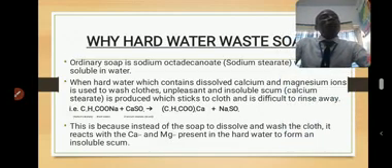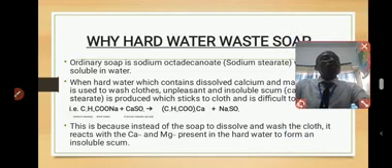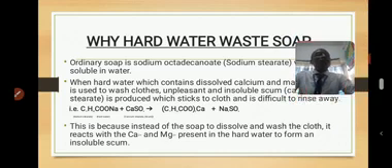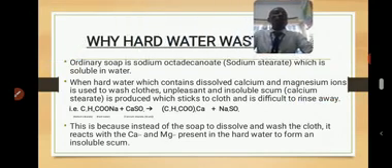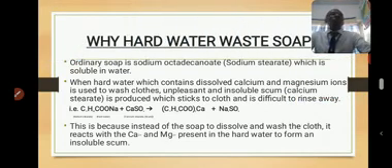Now, why does hard water waste soap? Why is it that hard water normally wastes soap?